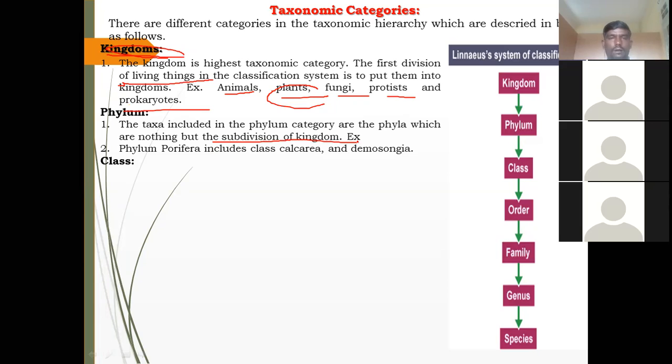But after the whole observation of particular animals, we are finding some totally different, a lot of difference is visible inside them. So at that time they make the phylum. For example, phylum Porifera, phylum Arthropoda, phylum Platyhelminthes. N number of phyla are present in kingdom Animalia.